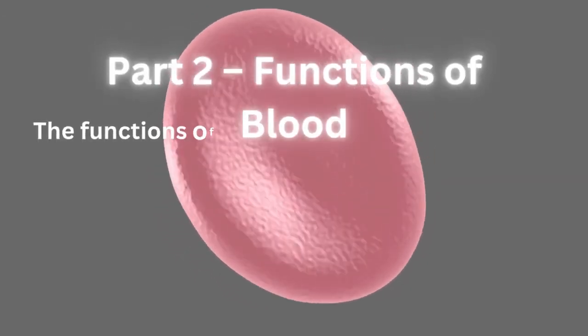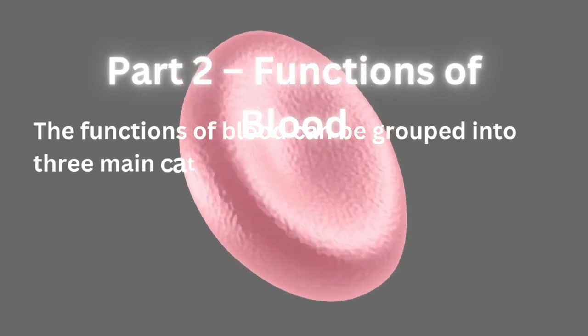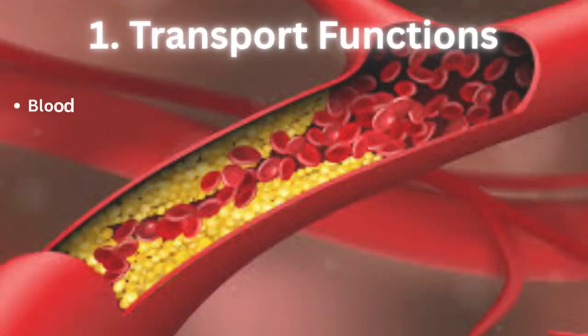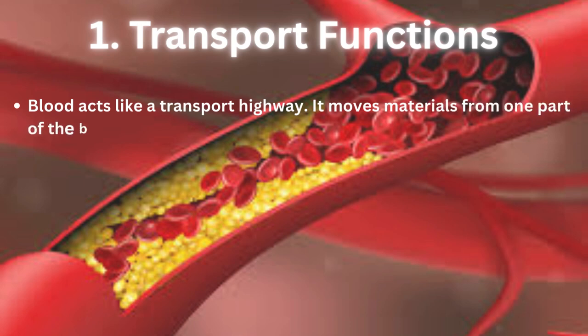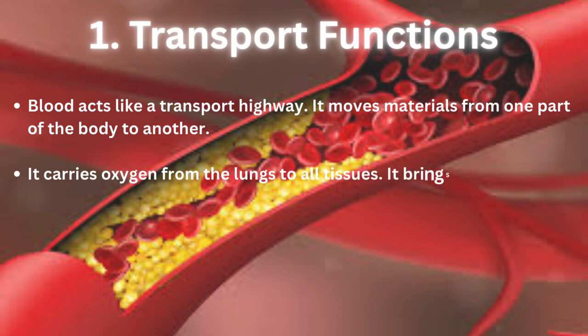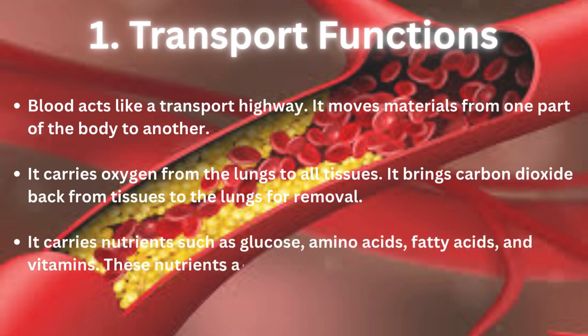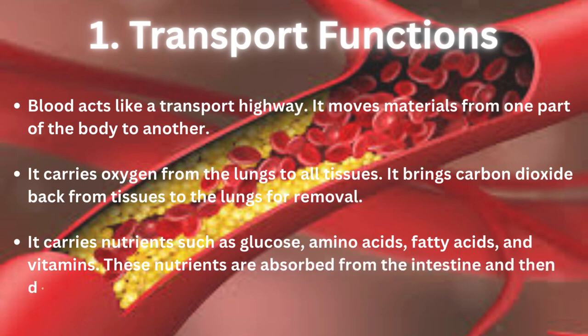The functions of blood can be grouped into three main categories: transport, regulation, and protection. Blood acts like a transport highway. It moves materials from one part of the body to another. It carries oxygen from the lungs to all tissues. It brings carbon dioxide back from tissues to the lungs for removal. It carries nutrients such as glucose, amino acids, fatty acids, and vitamins. These nutrients are absorbed from the intestine and then delivered to body cells.